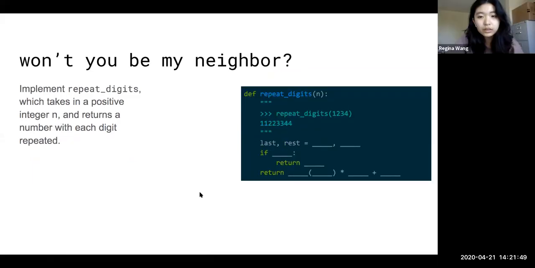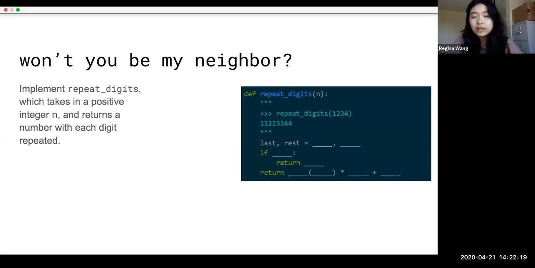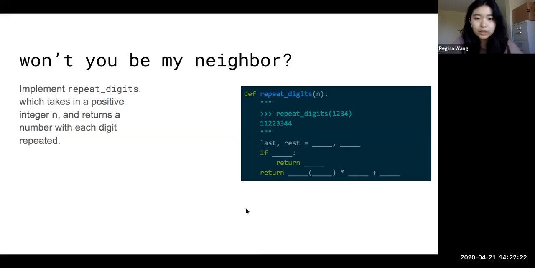So this question is Won't You Be My Neighbor? It's a past midterm question. We're going to ask you to implement repeat digits, which takes in a positive integer n and returns a number with each digit of n repeated. You can see the doctest on the right. Repeat digits of 1, 2, 3, 4, and we want it to give us 1, 1, 2, 2, 3, 3, 4, 4. I'll be writing some hints on the screen on the left side, and if you don't want to look at them, then just don't look at the left side. We'll give you about 5 minutes.